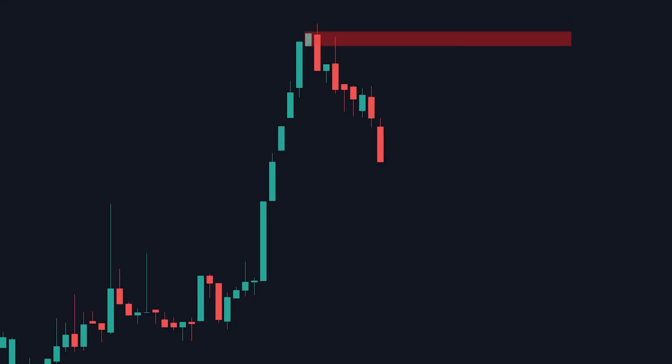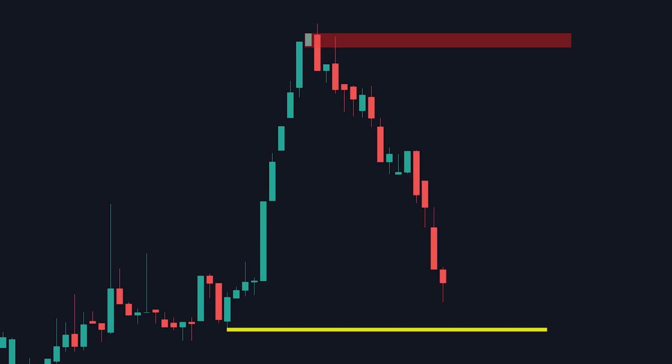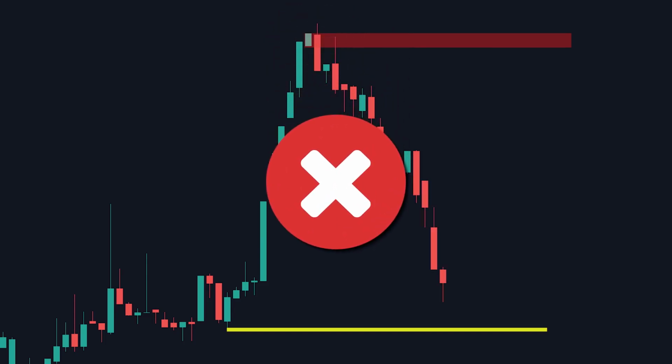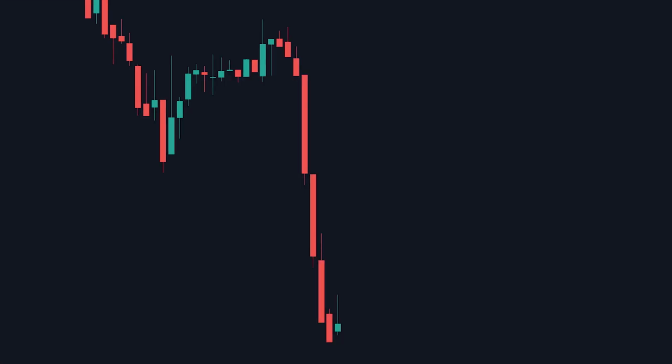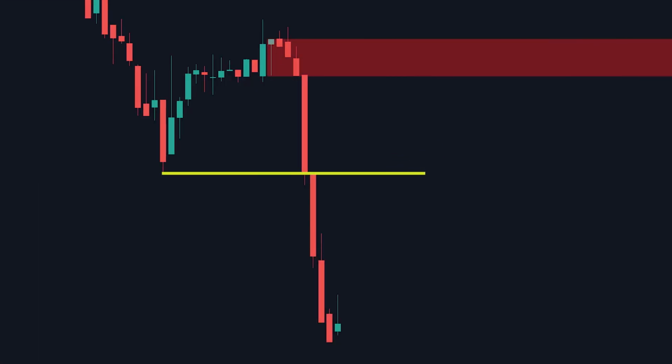In this example, we again have an aggressive downwards move, but this time it does not break this structure. So this zone is not validated and we would not trade off of it. It needs to have both an aggressive move and have a break of structure to be a valid zone.